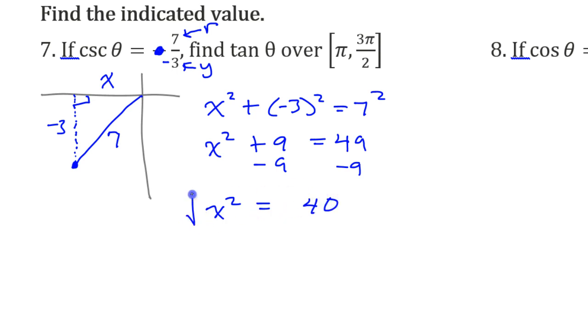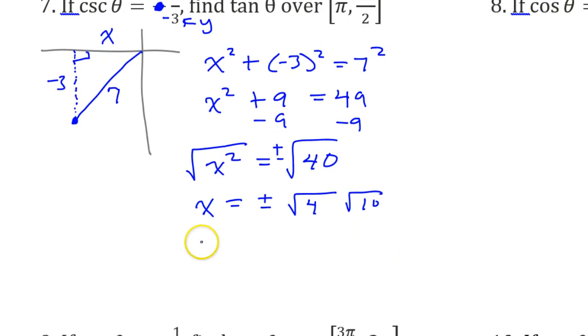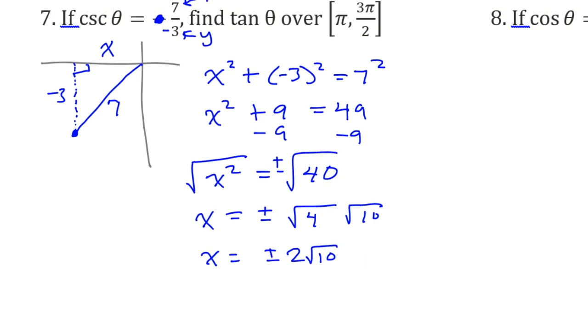Taking the square root of both sides, don't forget your plus or minus, x is going to equal plus or minus, and 40 is 4 times 10. So that helps me to see that this is plus or minus 2 radical 10. So that is my x value, and I can go ahead and put that here. So this will be 2 radical 10.